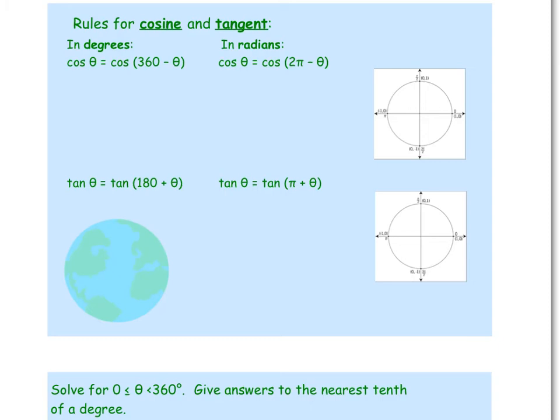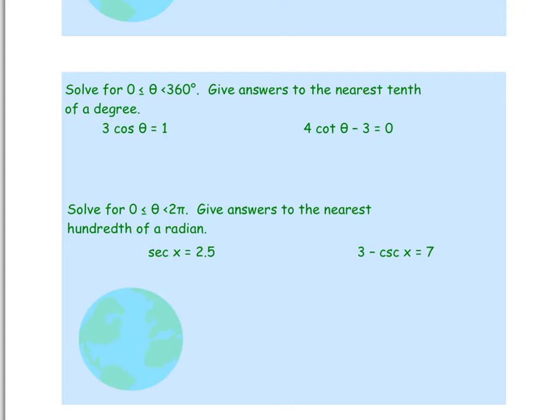All right, so cosine and tangent have slightly different rules because they're slightly different trig functions. But for the very same reason that there's this little pattern that we saw with sine, that if we subtract the first solution from 180 degrees, we get the second. Cosine is similar, except in degrees we have to subtract it from 360, and in radians we subtract it from 2 pi. Tangent, we add the first solution to 180 if we're in degrees, or add the first solution to pi. Let's go take a look at some examples.